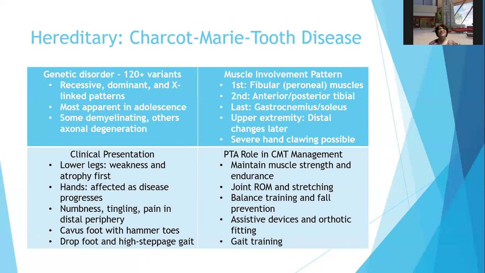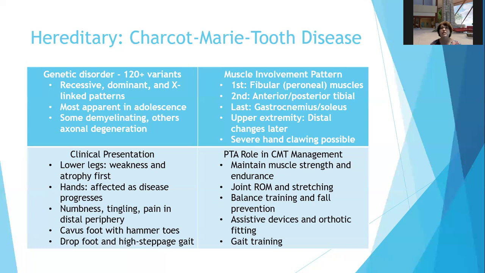And in some you get demyelinated axons causing weakness and impaired sensation, and in others you get axonal degeneration, depending on what variant it is. So the muscle involvement pattern is it affects the fibular muscles or the peroneal muscles, if you want to go old school, first. Then it affects the anterior and posterior tibialis. Then it affects the gastroc and soleus in the lower extremity.